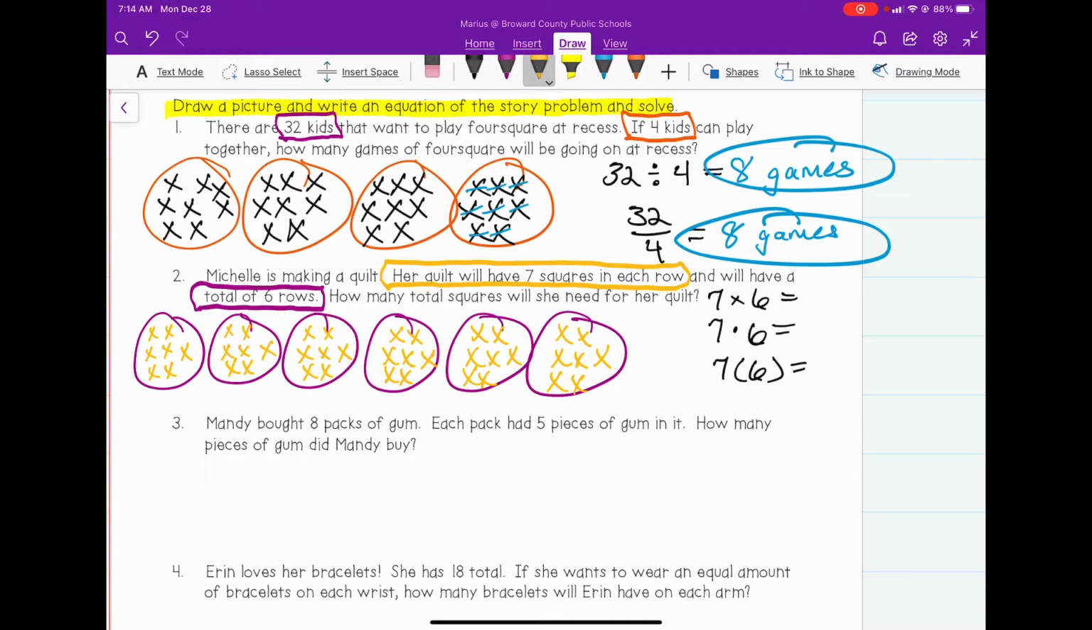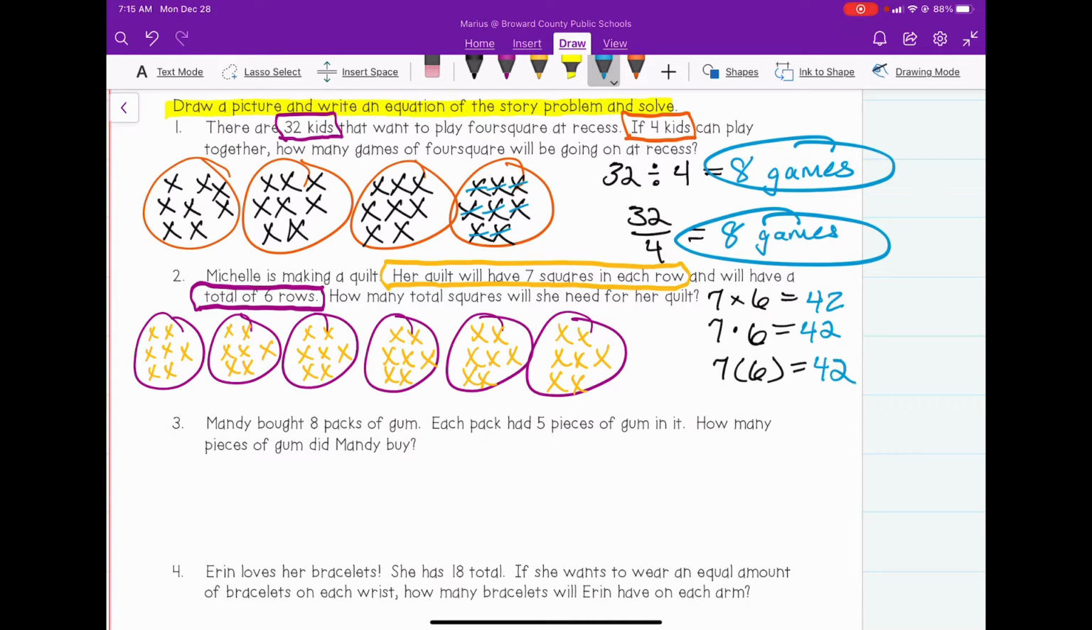Now to get our answer, we got to count it all up. Counting all the X's, we get to 42. So the answer here is going to be 42. 7 times 6 is 42. Oops, not 72, but 42. Sorry about that. Let's make that correction.